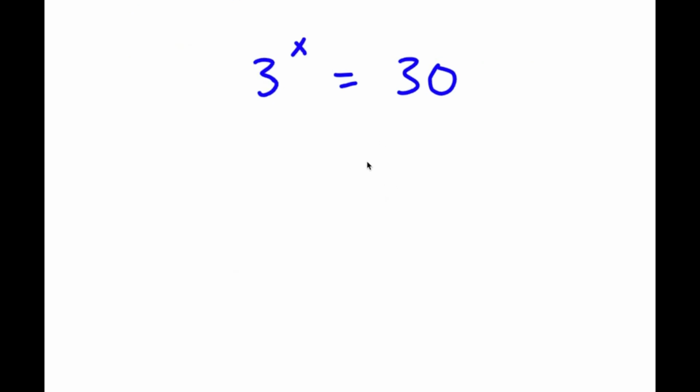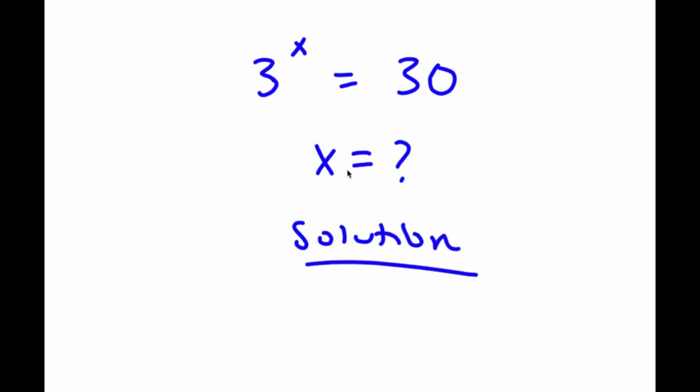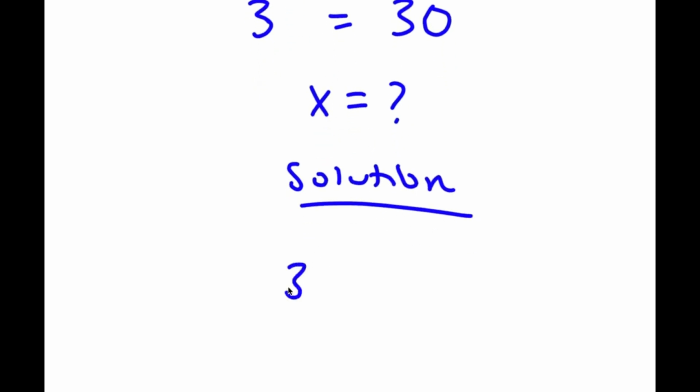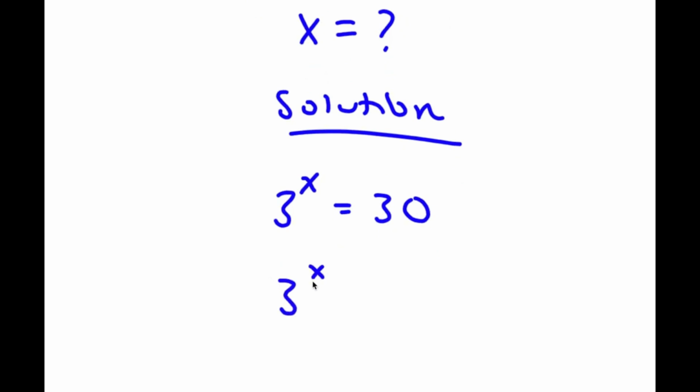Alright, so I have 3 to the power of x is equal to 30. For this problem, I want to find the value of x. So for my solution, first start with 3 to the power of x is equal to 30. Now 30 here is the same thing as 3 times 10. So now I have 3 to the power of x is equal to 3 times 10.